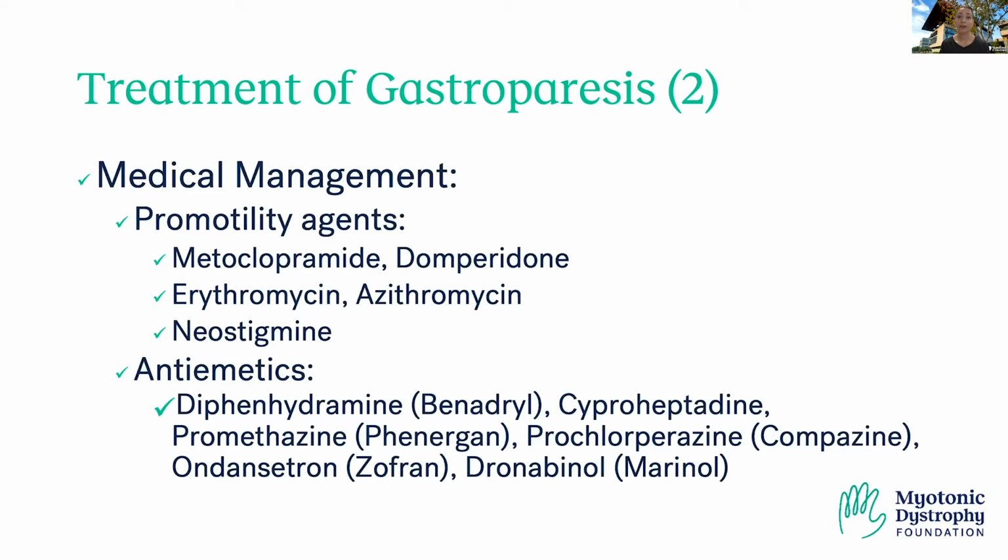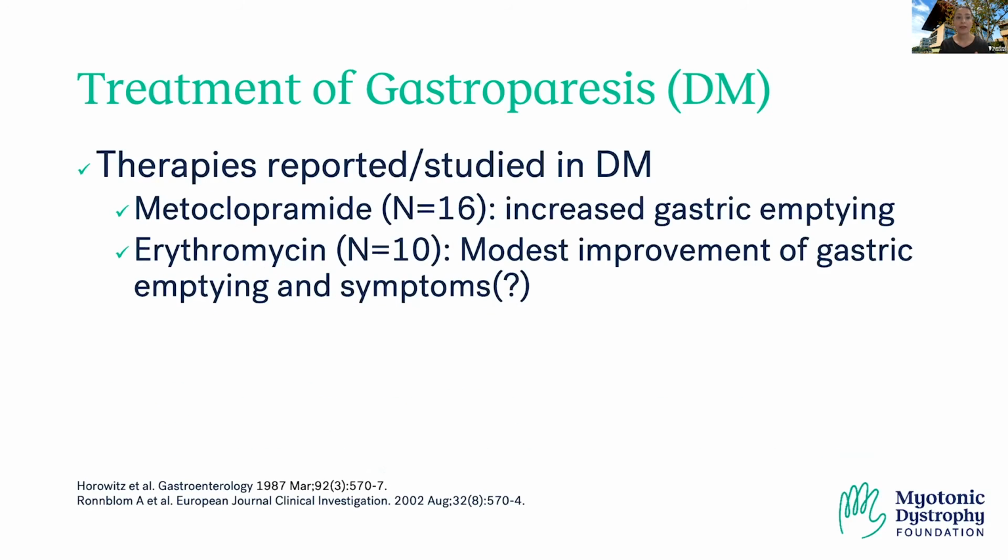Also, because the nausea can be very prominent in our patients, we often use the anti-nausea medications, and these are really not to improve the gastric emptying, but to alleviate the symptoms related to the delayed gastric emptying with prominent nausea. And again, if you look at the patients with myotonic dystrophy, it seems that Reglan or metoclopramide seem to be very effective in improving the gastric emptying in our patients with myotonic dystrophy.